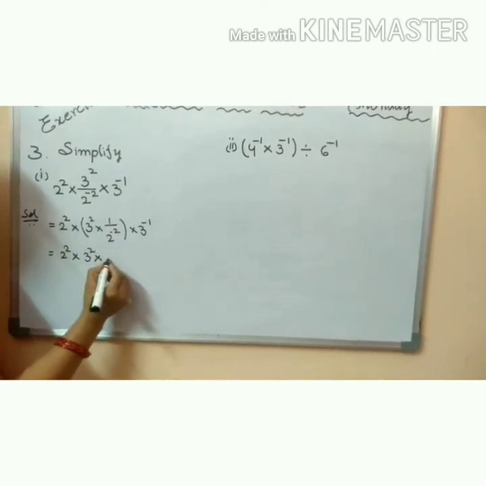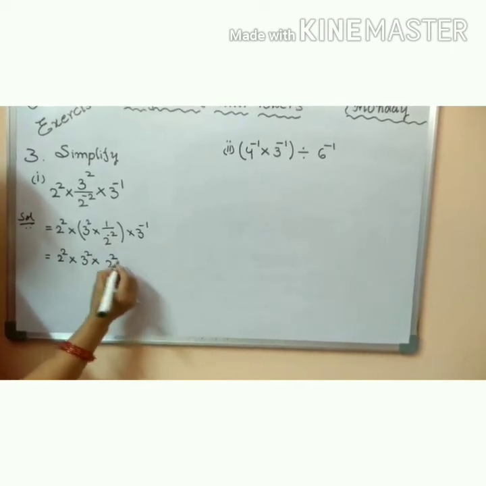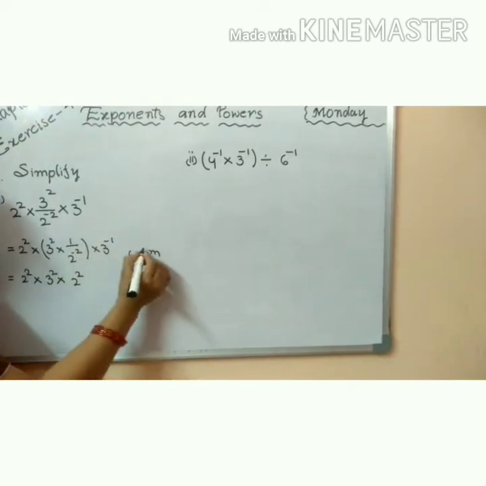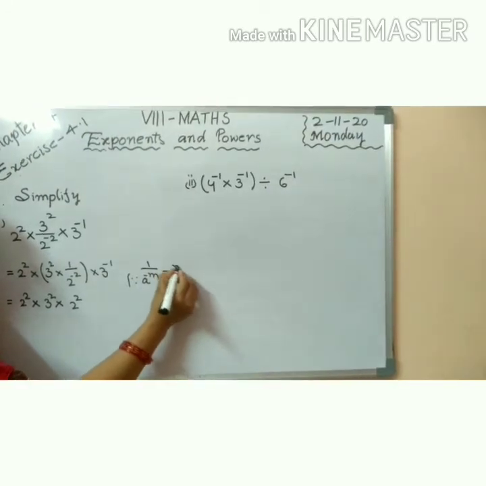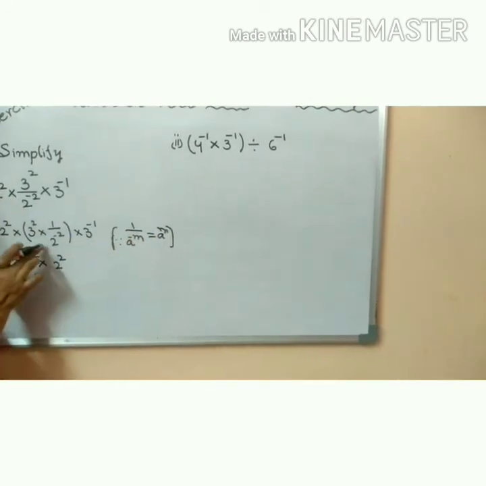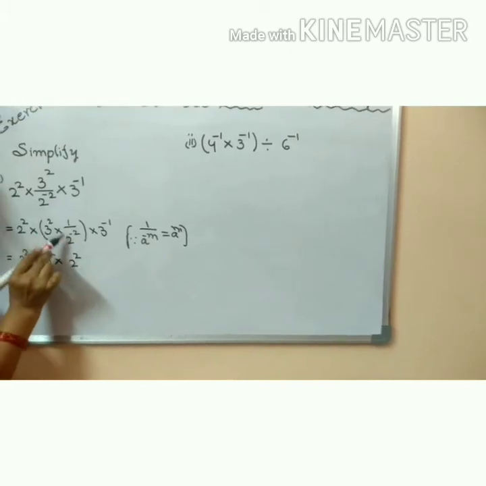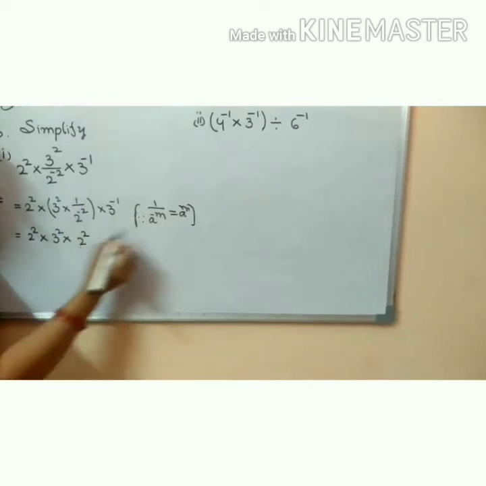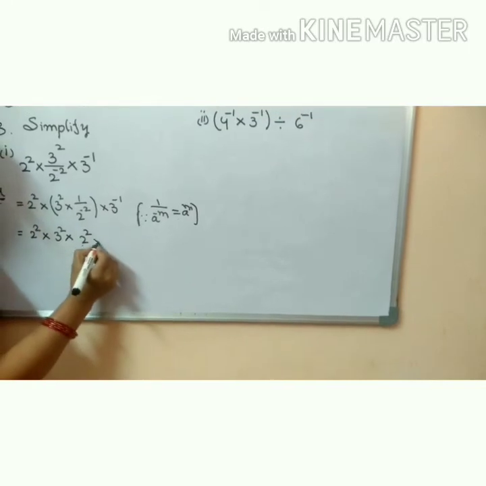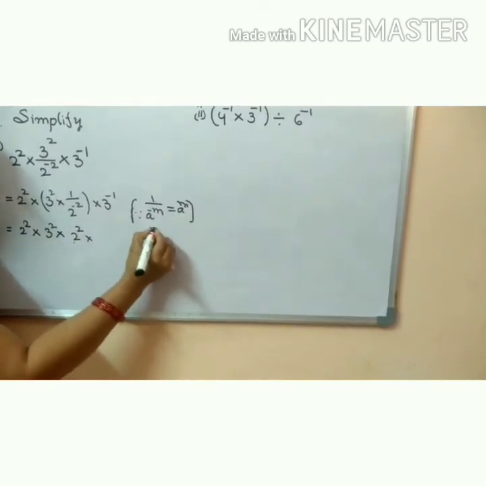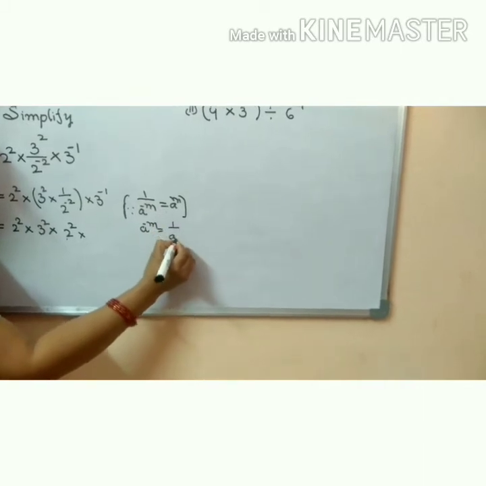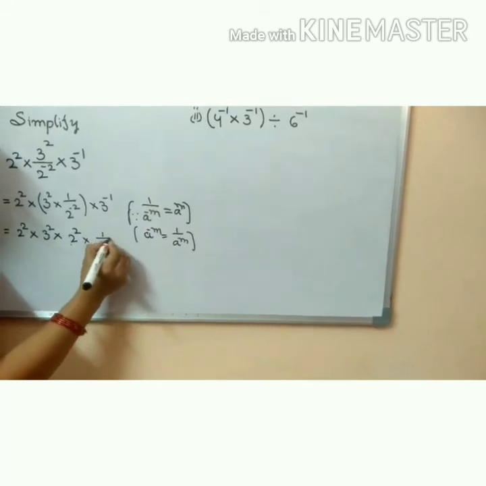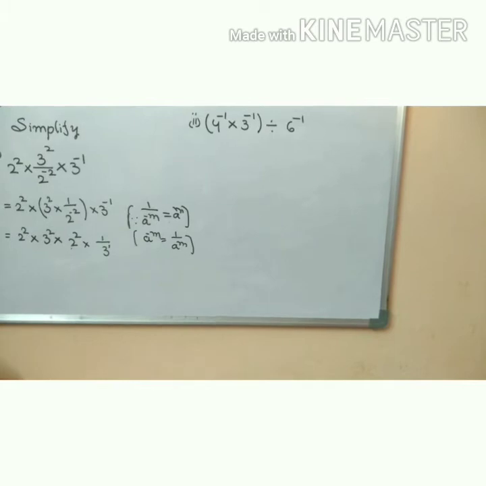Into, so here write 2 power 2, because in this case, by using the laws of exponents, 1 by a power minus m equals a power m. So I will write here a power m. It means 2 power 2 into, so here write a power minus m is equal to 1 by a power m. It is a formula. So here write 1 by 3 power 1.